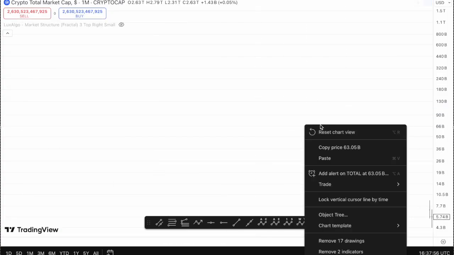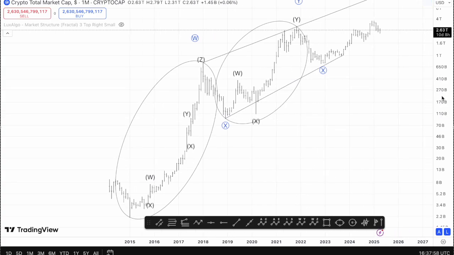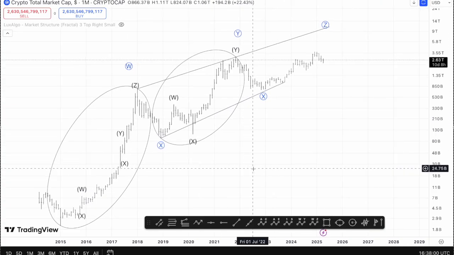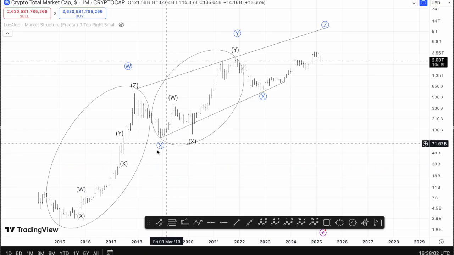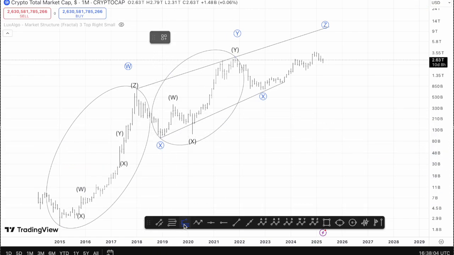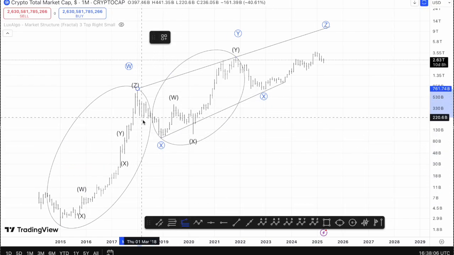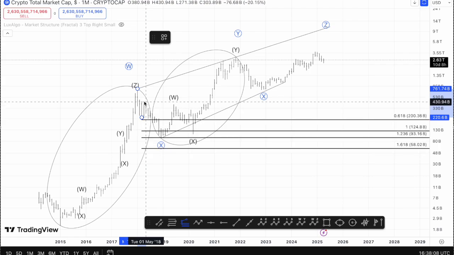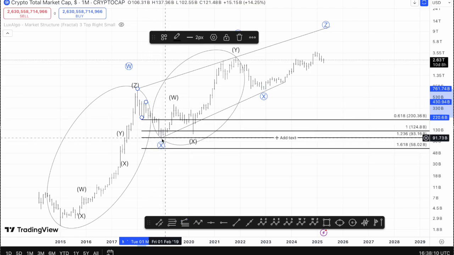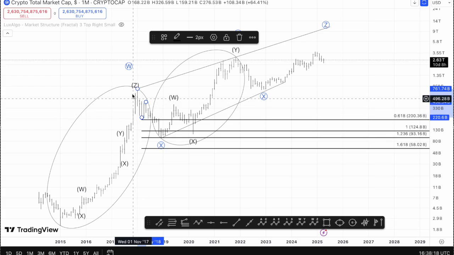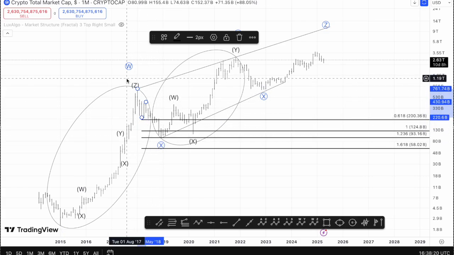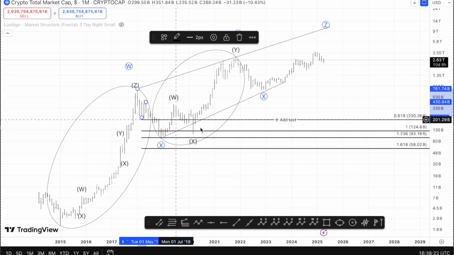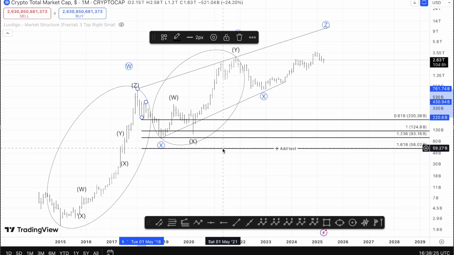Let's get back to the monthly chart and see what's going on. If I call this a wave W, I have the correction of wave X, and I can label that as well. If I use the Fib levels, you can see the precise reaction to 1.236 right here as the target of this WXY or ABC. Doesn't matter, the outcome would still be the same.